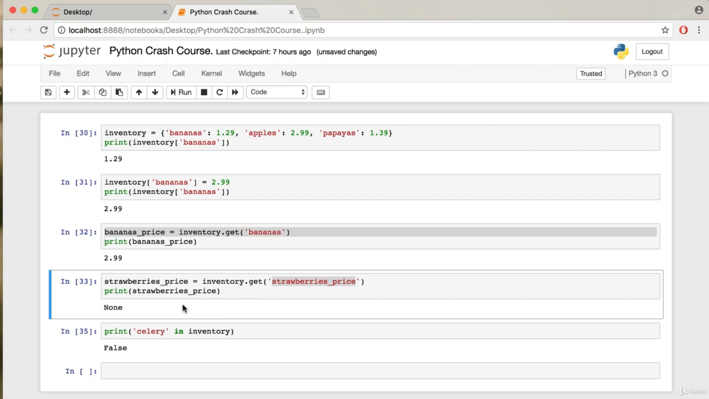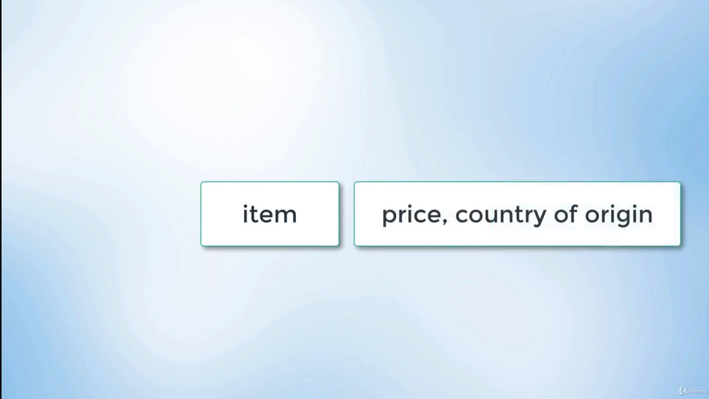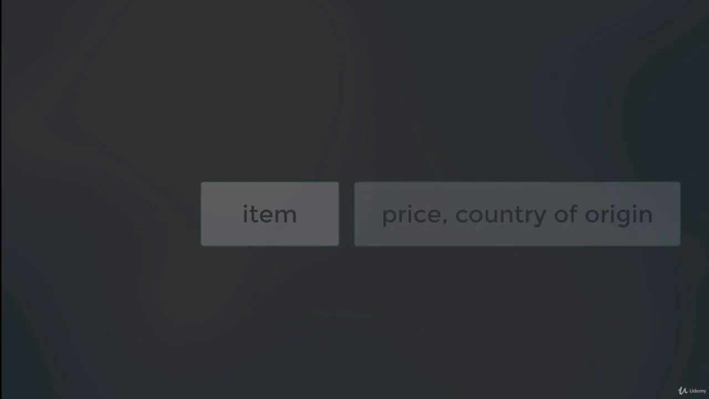That is all for dictionaries, not just price. For every key in my dictionary, for every item, I want its value to represent not only the price, but the country of origin. This leads us to our next discussion, compound data structures.